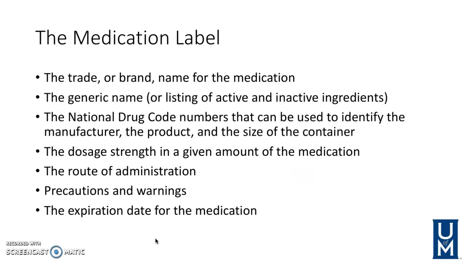Okay, so let's move on to the medication label itself. Let's think through when we get a prescription bottle, what's going to be listed there. Oftentimes it has two different names, either the trade or brand name, but also the generic name. Then the National Drug Code numbers, which identify where that medication actually came from, the product, and the size of the container.